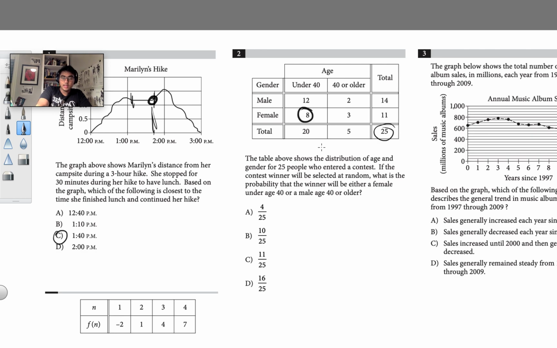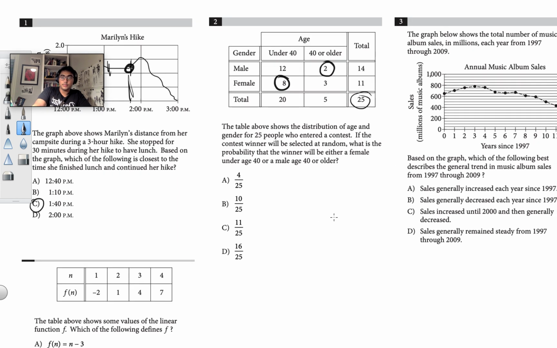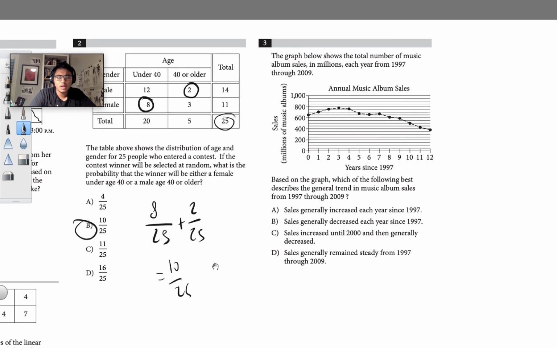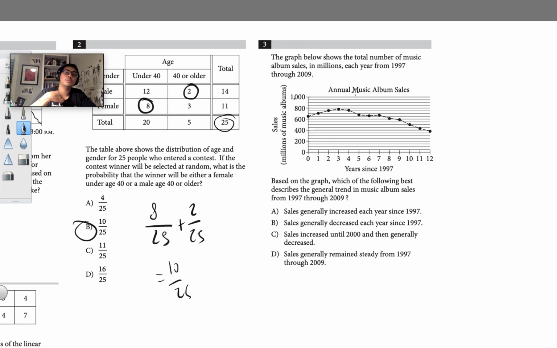So we have 8 people who are females aged under 40, and 3 people who are, not 3, you have 2 people who are aged 40 or older who are male. So we got 8 over 25 plus 2 over 25 equal to 10 over 25.